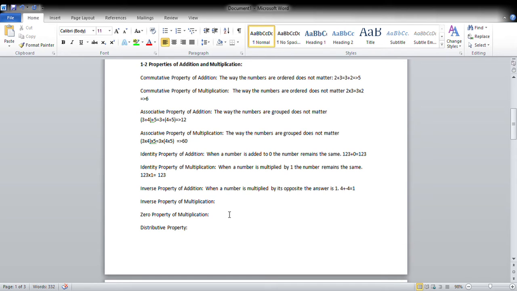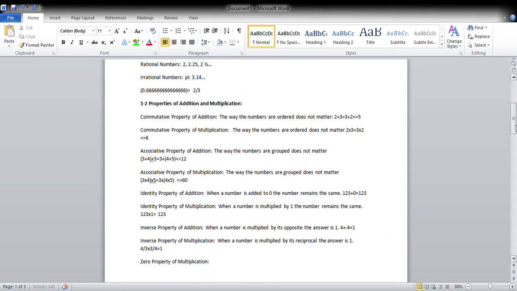Now the inverse property of multiplication is different than the inverse property of addition. This one states when a number is multiplied by its not opposite but reciprocal, the answer is 1. So reciprocal is basically the number written in fraction form, and then the numerator, which is the top number, and the denominator, which is the bottom number, are flipped. So let's use 4 over 3. Then when it's multiplied with its reciprocal, when we flip it, 3 over 4, it is equal to 1.